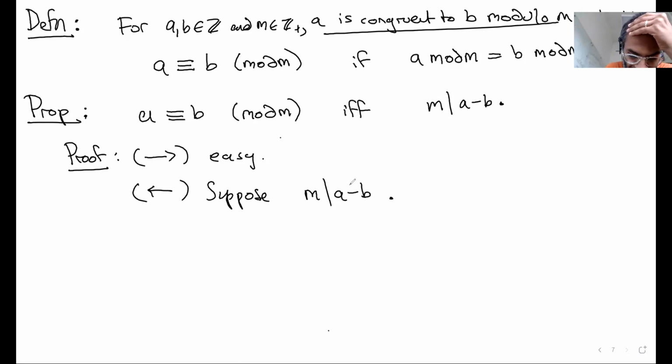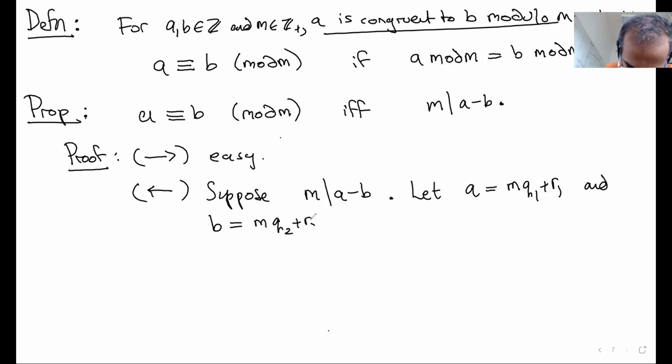Now I want to show that A is congruent to B modulo M. So I want to show they have the same remainder modulo M. So let's just write out by the division algorithm how A is related to its remainder modulo M. So let A equal M Q1 plus R1 and B equal M Q2 plus R2 by the division algorithm.